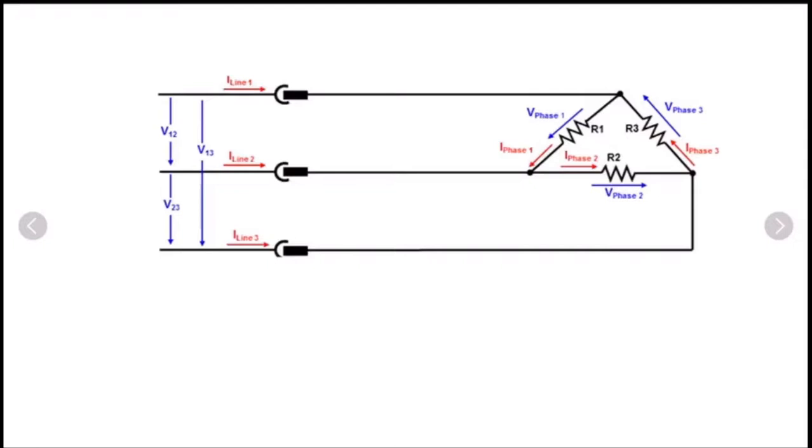Now we will go for line. Line is the part of the circuit which connects a particular circuit to the external circuit, that is your supply. So the part which connects the load to the supply is known as line, and this part of the circuit is the line. As it is a three-phase system, this is line 1, line 2 and line 3. We have three lines over here. So this part is phase and this part is line.